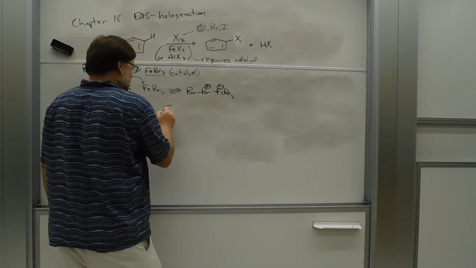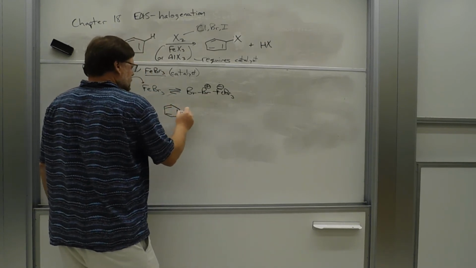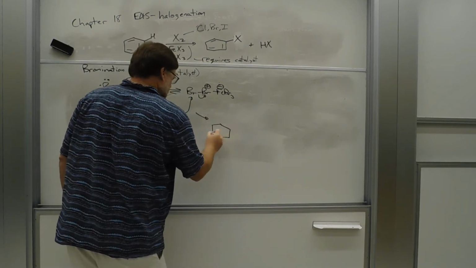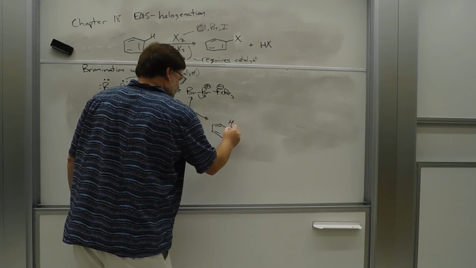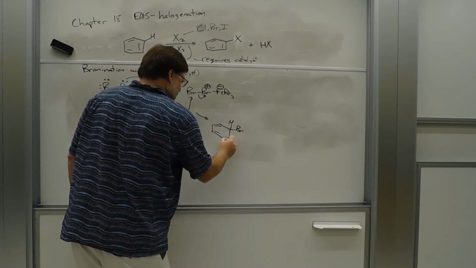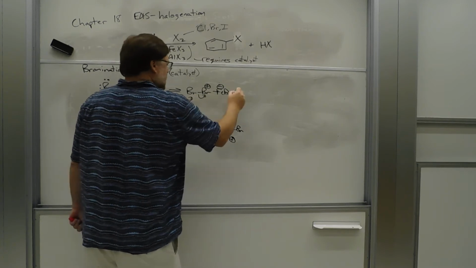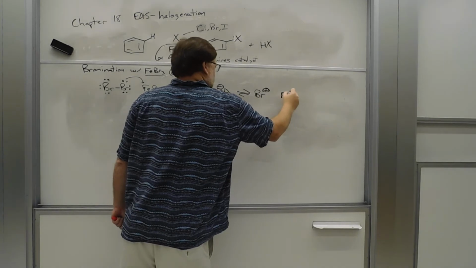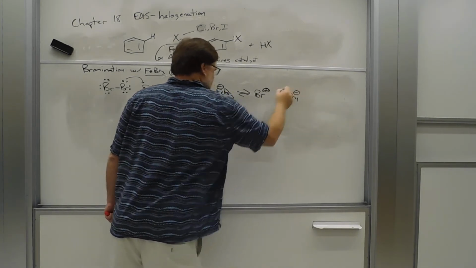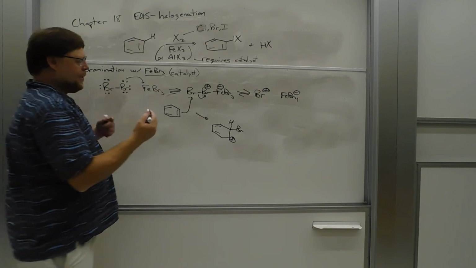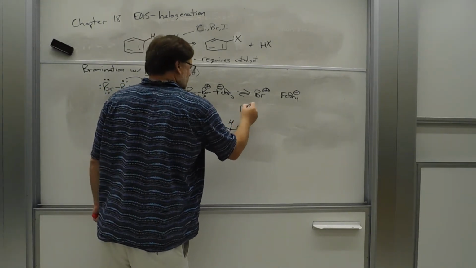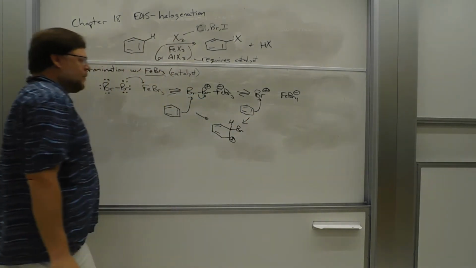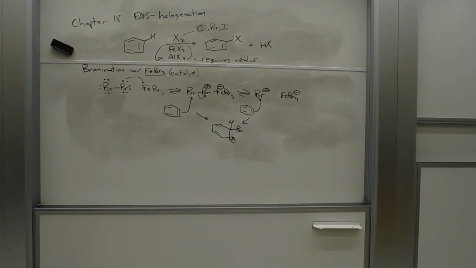So we can get reaction here. This will give us positive. Or this catalyst here could give us Br plus and iron tetrabromide. And then that Br plus, the electrophile, reacts with the benzene.